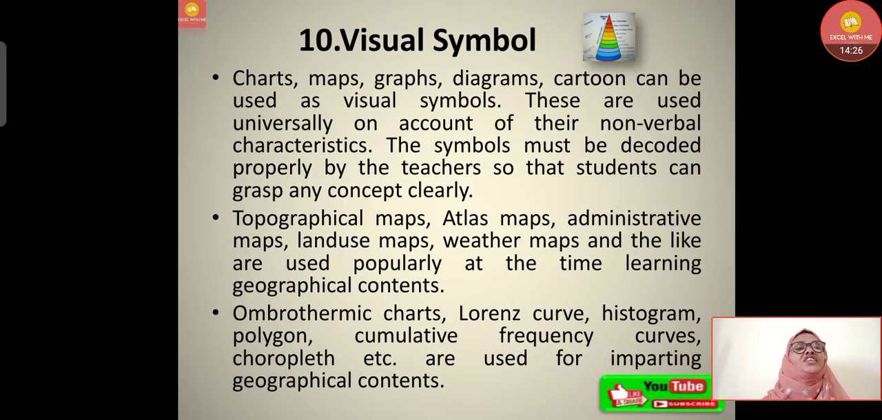Then the next one is visual symbols. Already n number of times we have discussed charts, maps, graphs, diagrams. Cartoons also can be used as visual symbols. These are used universally. They are non-verbal characteristics. They must be decoded by the teachers so that students can grasp any concept clearly. Also, there are topographical maps, atlas maps, administrative maps, land use maps, weather maps, and the like, all used popularly at the time of learning geography contents. Then so many diagrams like Lorenz curves, histograms, polygons, through all these they can analyze the things in geography.